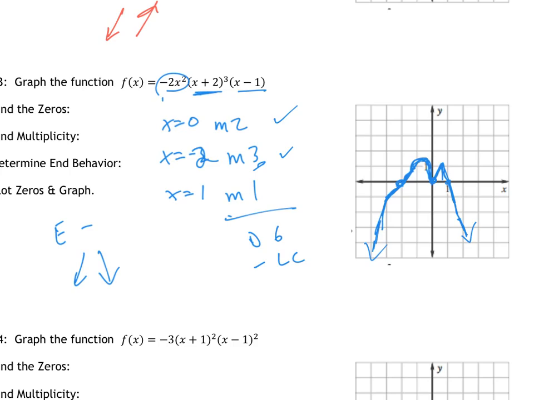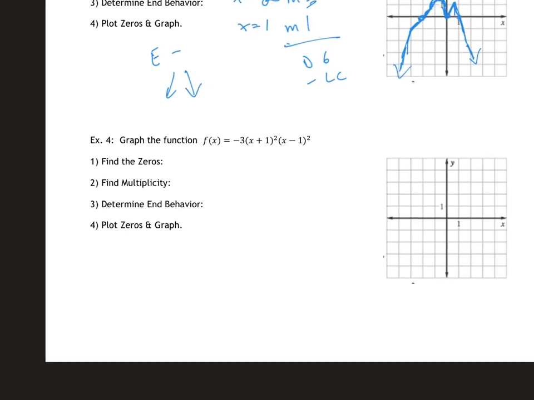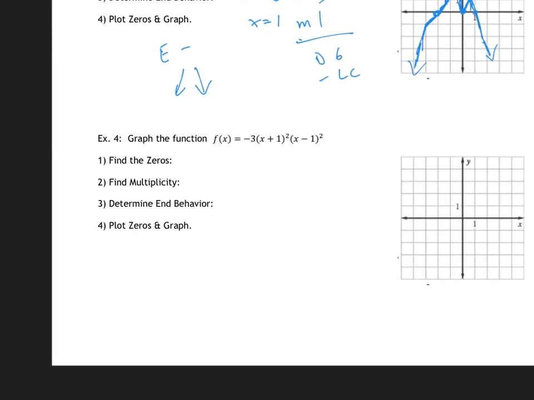All right, last one. And you got a few practices. So here, -3, just a constant, no impact on the zeros. So x plus 1, so x equals -1, it's got a multiplicity of 2. x minus 1, so x equals 1, has a multiplicity of 2. So 2 plus 2 is 4, so I have a degree of 4 and negative leading coefficient because of that -3 out front. So even degree, so E minus, once again, is down and down.